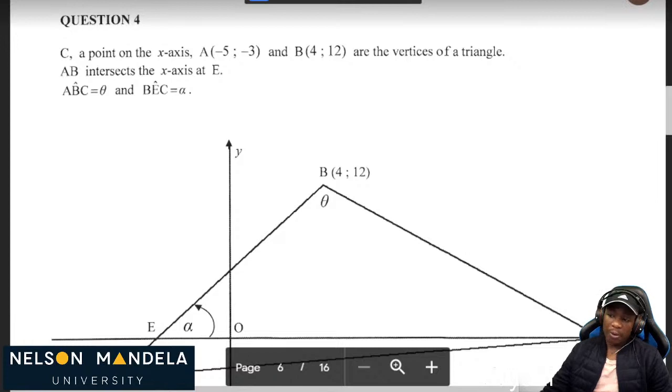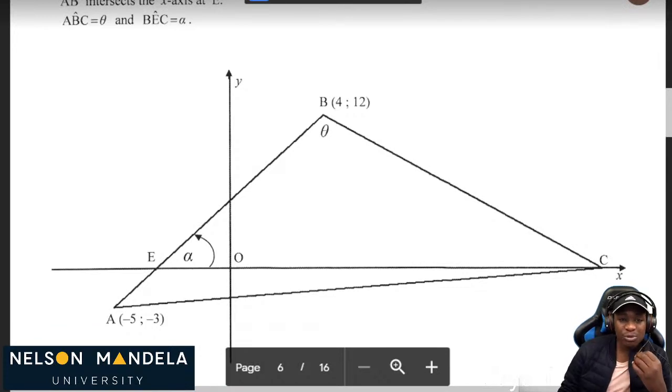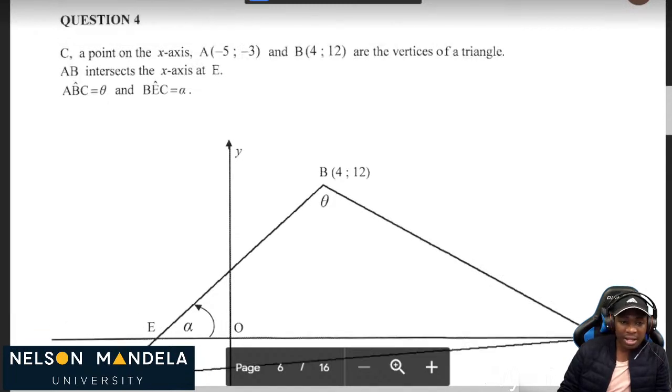Question 4 now. On question 4, C, where is point C? Oh, we are having this point C. We already know that the y value at point C is 0 because it's located on the x-axis. So analyze it before you even attempt to answer the question. Analyze the information which is given.